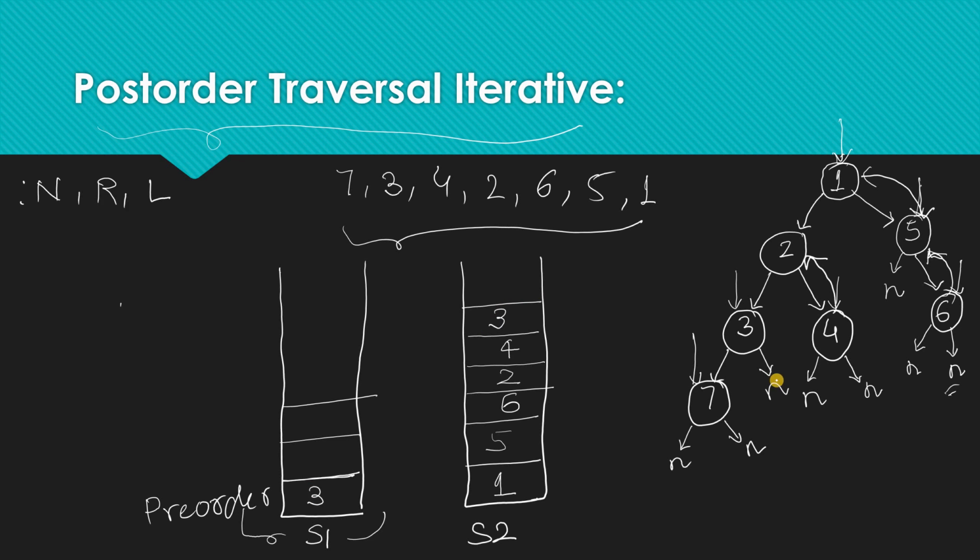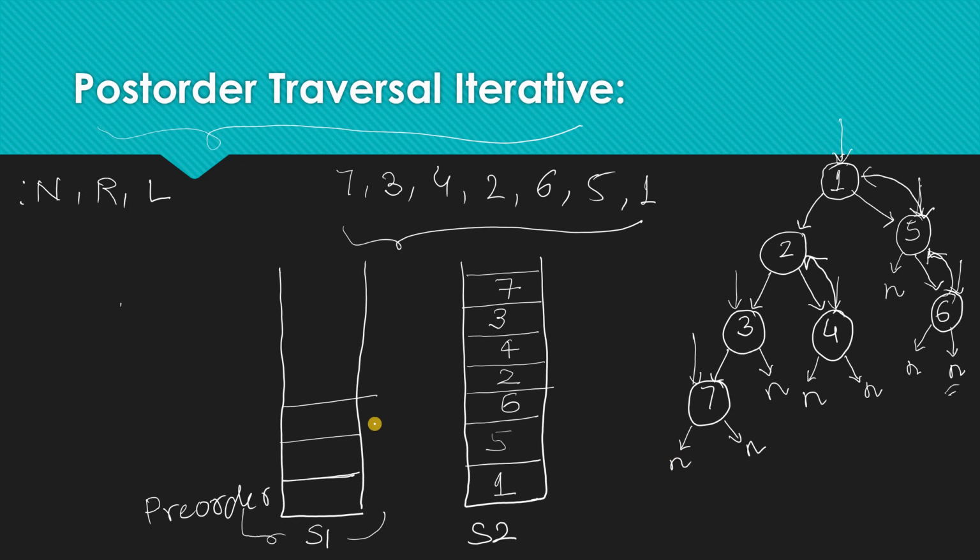Then we'll check if there is anything on the right side of it. There is nothing on the right side of the 3. Then what we'll do, we'll pop the element from the stack, and then we'll check if there is anything on the left side of it. So there is 7 on the left side of it, so we'll put it into the stack, and we'll put this into this stack. Then we'll check if there is anything on the right side of it. There is nothing on the right side of it, so we'll remove the element from the stack and check if there is anything on the left side of it. There is nothing on the left side of it.